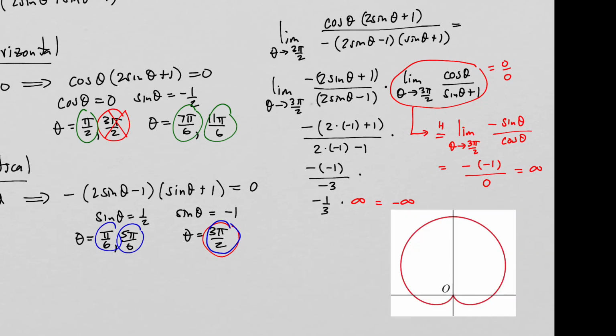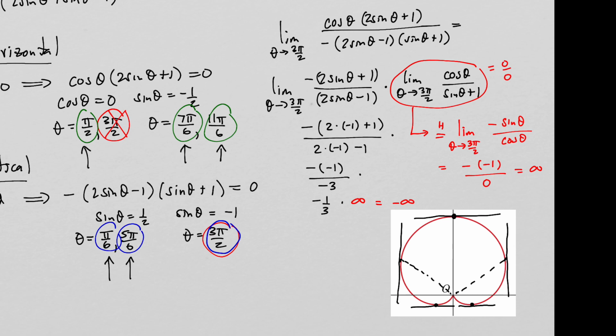And just for confirmation, I'll bring in a graph here. So I want you to notice at pi over 2, we have a horizontal tangent. At this point here, which is 7 pi over 6, we have a horizontal tangent. At this point here, which is 11 pi over 6, we have a horizontal tangent. So that confirms all of these. And then at pi over 6 is right here. We have a vertical tangent there. So that confirms this one. At 5 pi over 6, we have a vertical tangent there. So that confirms this one.